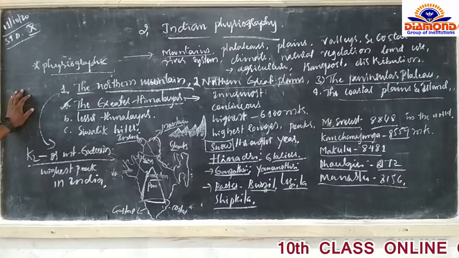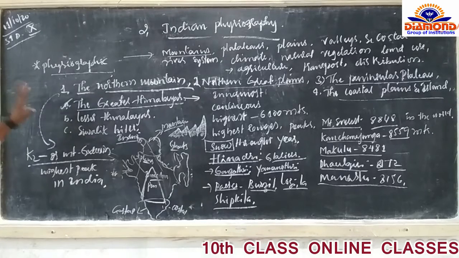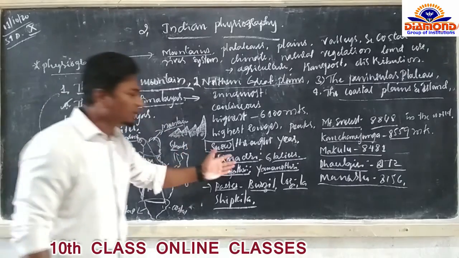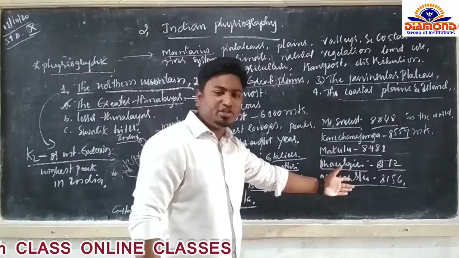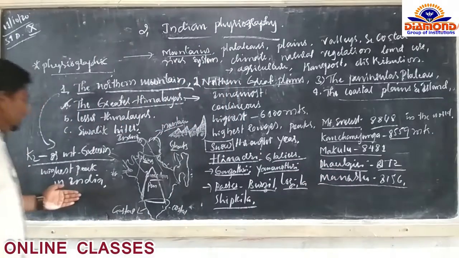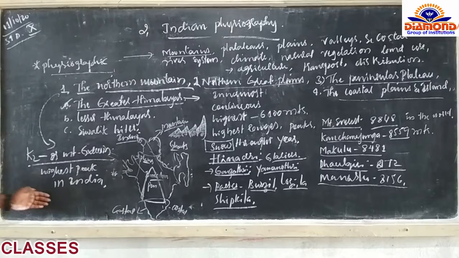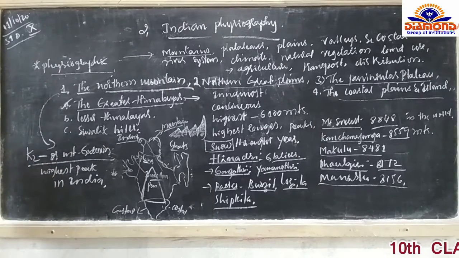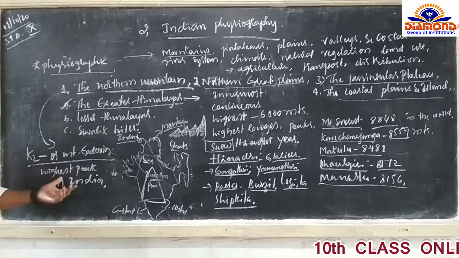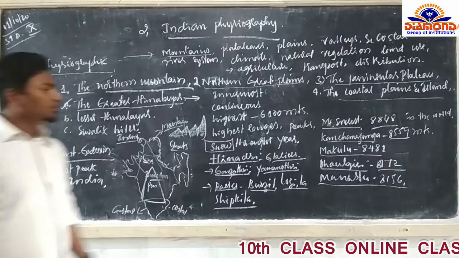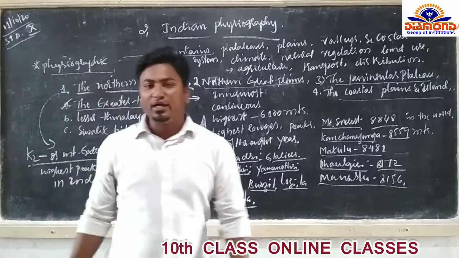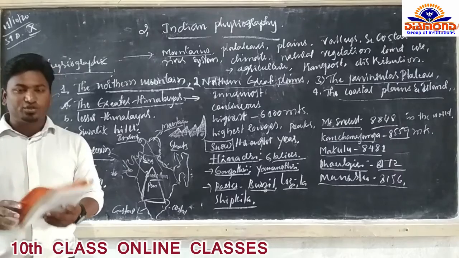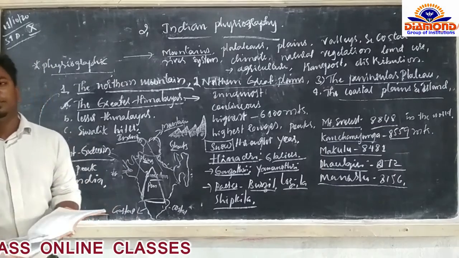Dear students, you will understand the Greater Himalaya. These are the features of the Greater Himalaya. It is the highest range of the Himalaya, and the highest range of India. K2, or Mount Godwin-Austen, is the highest peak in India. I hope you are understanding things.